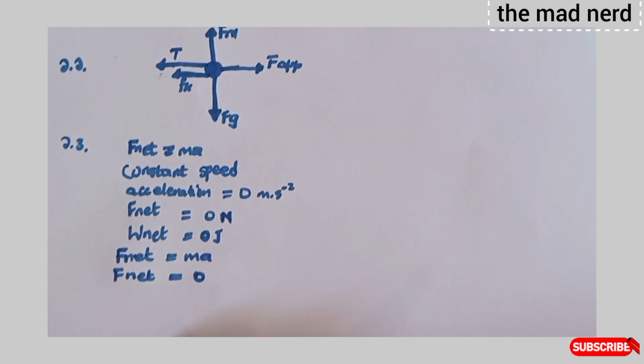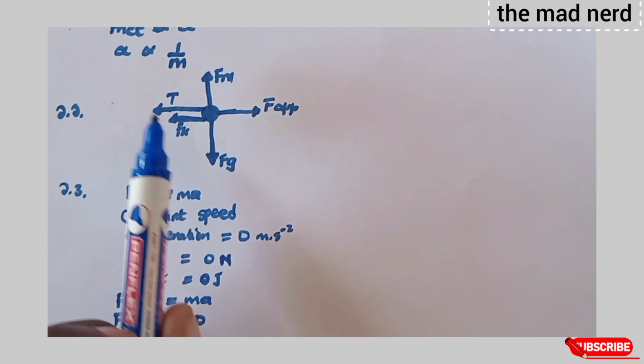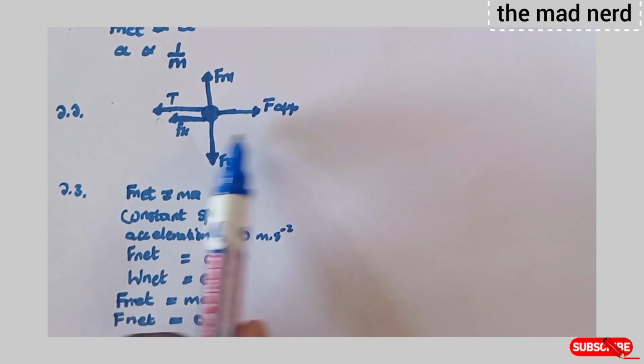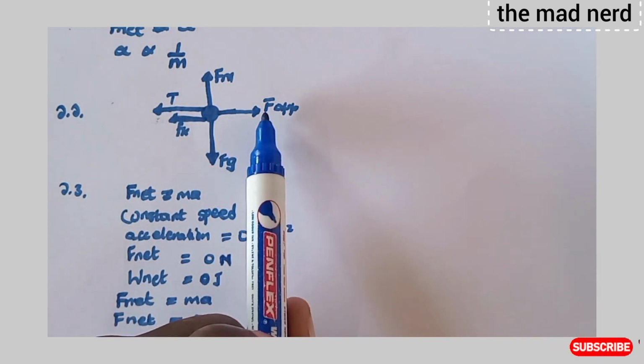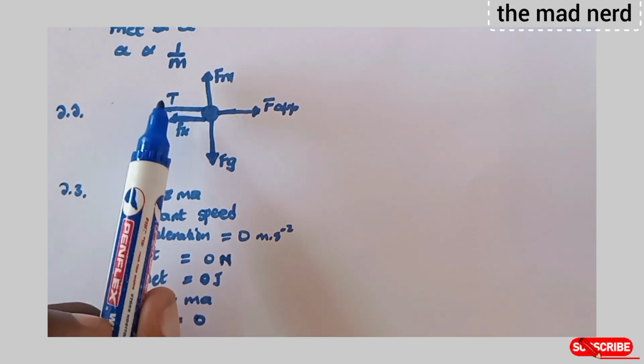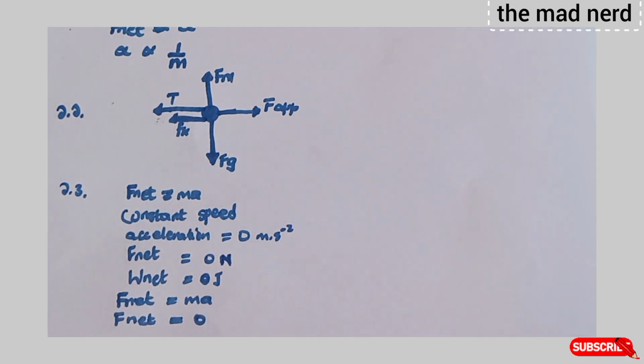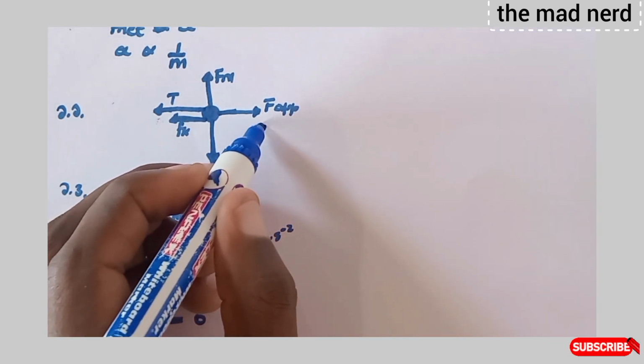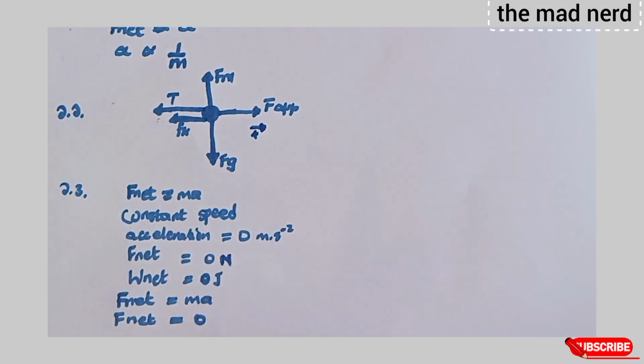And then now let's look at the F net. We have this free body diagram over here, and then we take these forces as our F net. So we have the applied force, we have the friction, and then we have the tension. So let's choose the side where the system goes as our positive. So we are choosing this side as positive now.